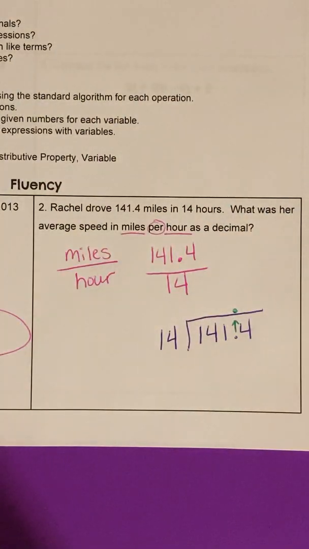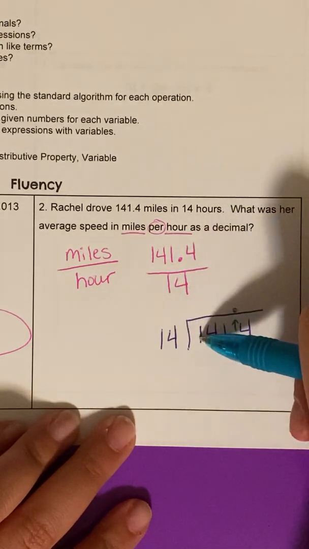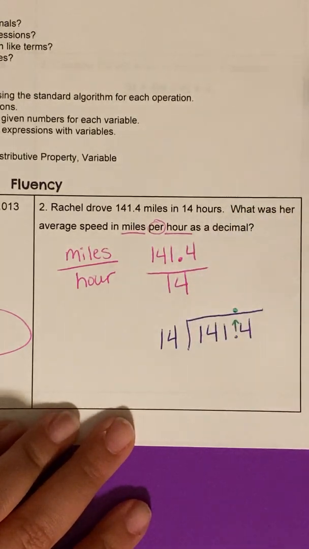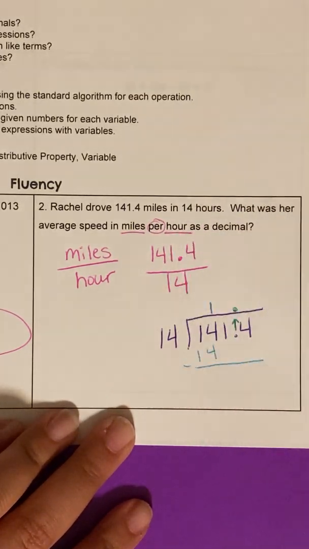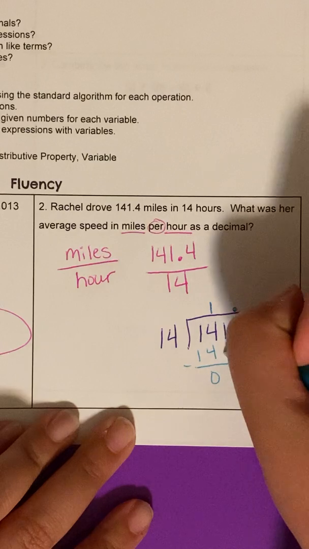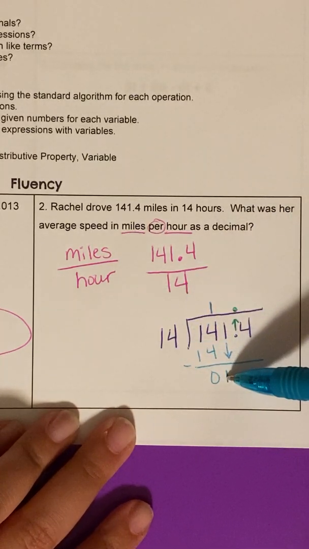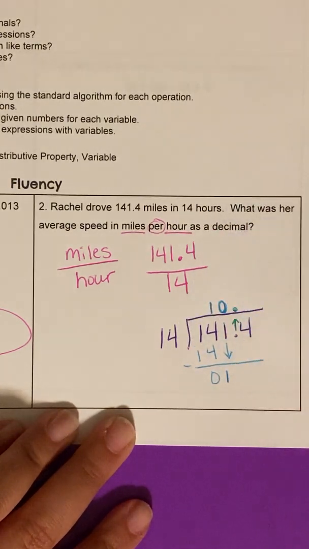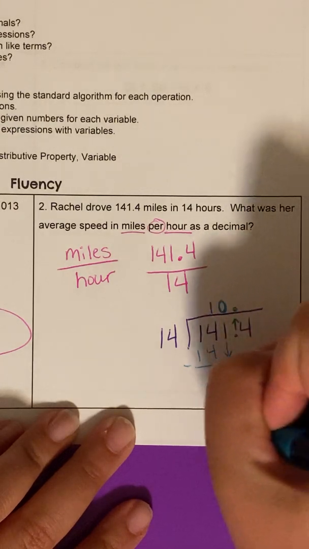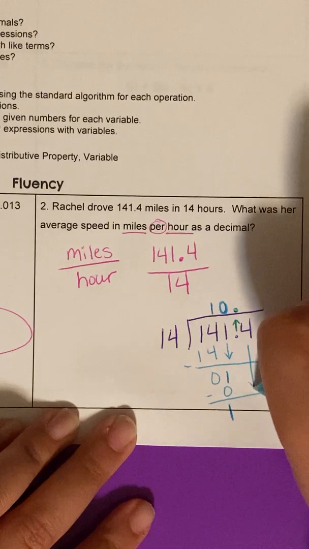Now, how many times can 14 go into 1? It can't go into 1. How many times can 14 go into 14? We know that's 1 time. 14 times 1 is 14. We're going to subtract. You get 0 here. Bring down your 1. How many times can 14 go into 1? It can't. So it can go in 0 times. 14 times that 0 is going to be 0. So we're going to subtract, and we still have that 1. Now we need to bring down this 4.